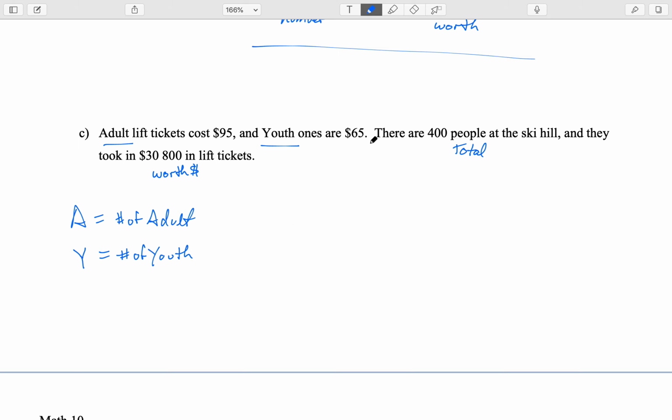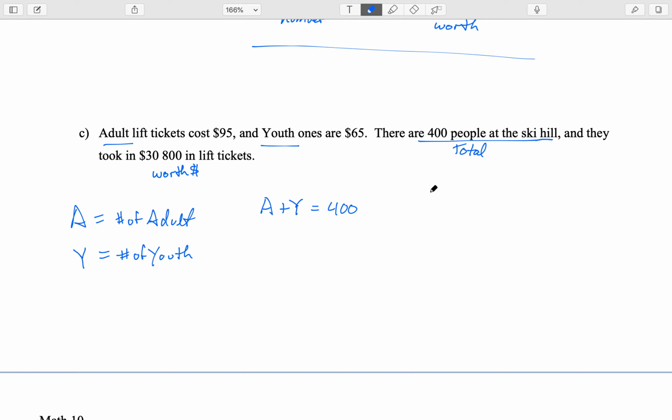Do we have a total? There's 400 people on the ski hill. Yes, that's almost always going to be one of them. So A plus Y is equal to 400. That's the easiest one. Usually if they give you the total, there it is. 400 people on the ski hill, and they took in 30,800.